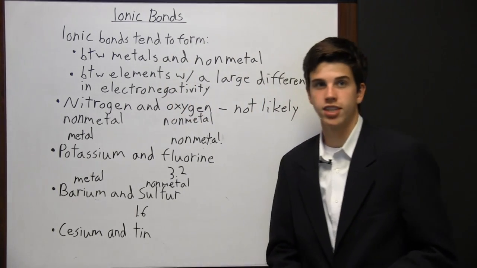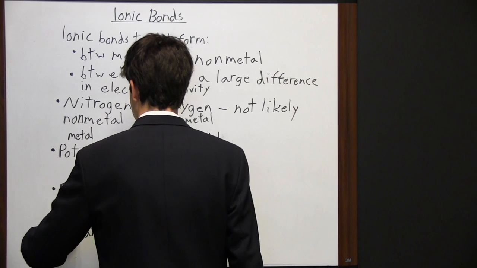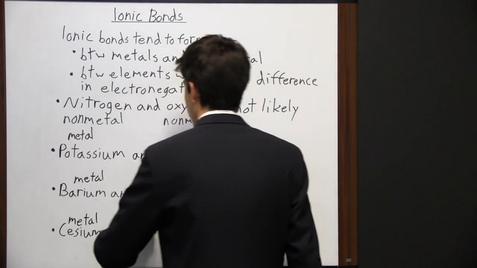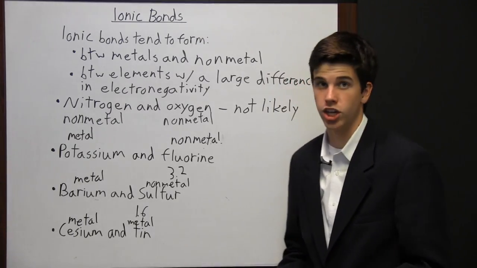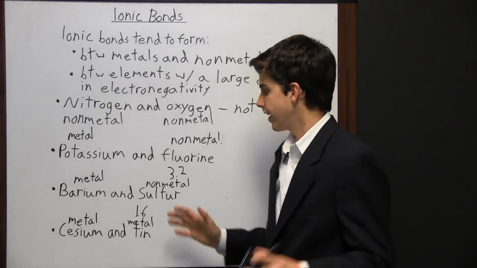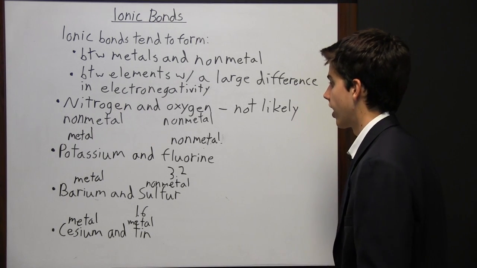Now finally, we have cesium and tin. Cesium is an alkali metal, and I'm sure you can guess that tin is a metal. So here we have two metals interacting with each other, so it's not between a metal and a nonmetal. So cesium and tin are not likely to form ionic bonds.